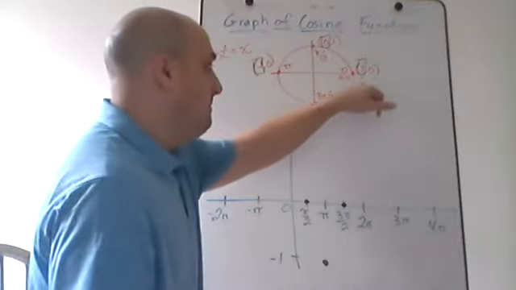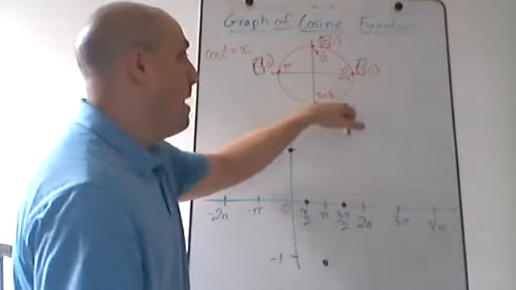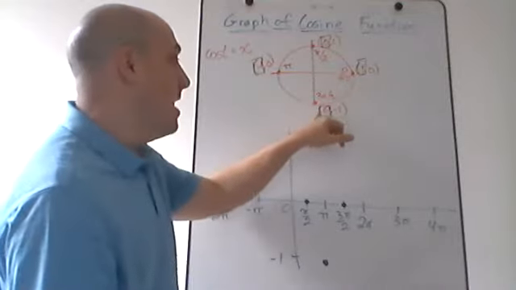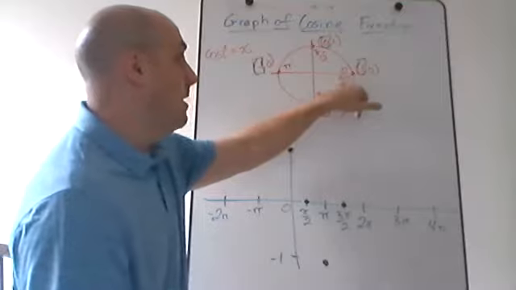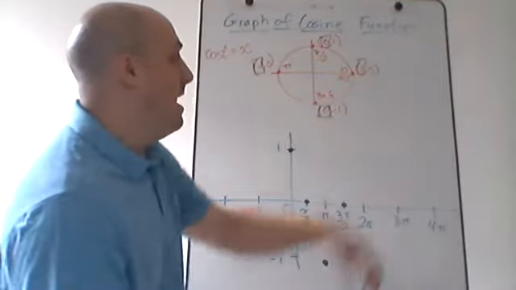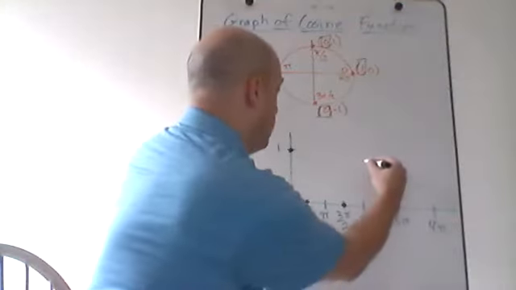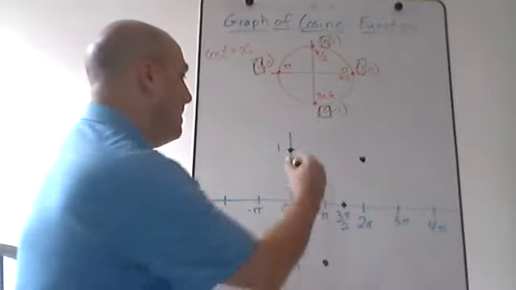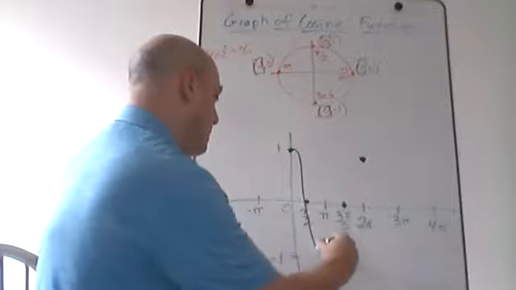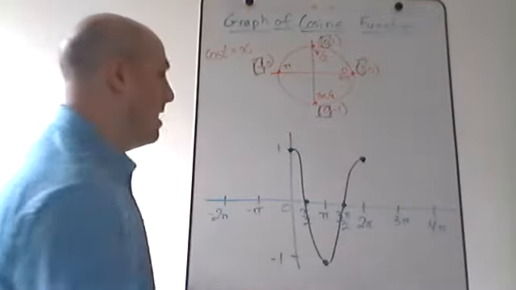And then as I move through the fourth quadrant, I have positive x values, and they are increasing. They're moving to the right until I get back to my starting point, which is at 2 pi, where I have an x-coordinate of 1. And that's going to be the graph of 1 period of the cosine function.